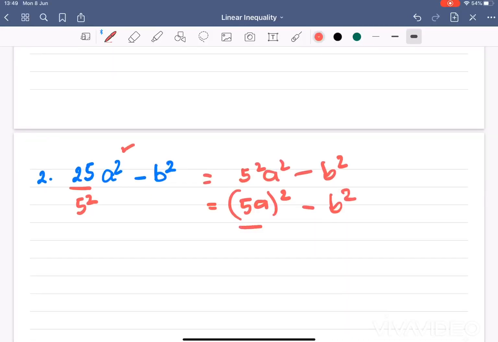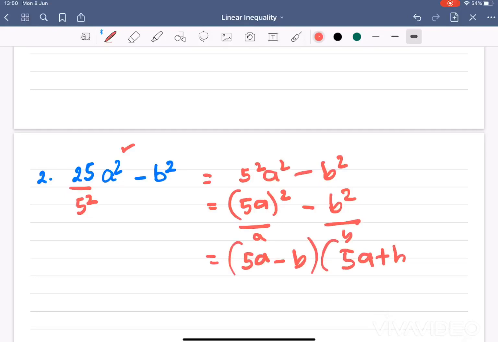So we have now two terms being raised to 2, and the operation between them is minus. This is our a, this is our b, which means that we have now 5a minus b times 5a plus b.